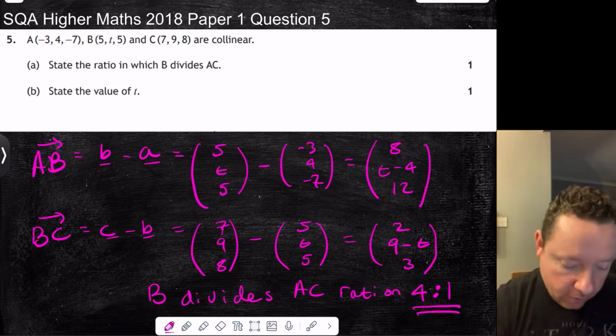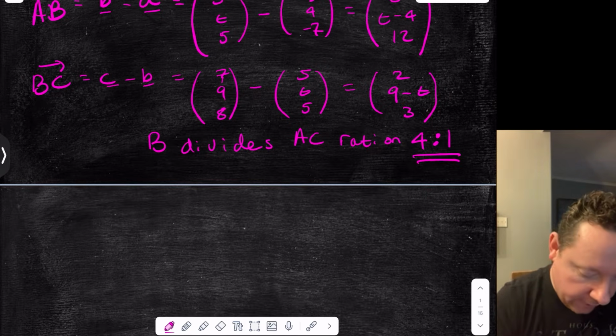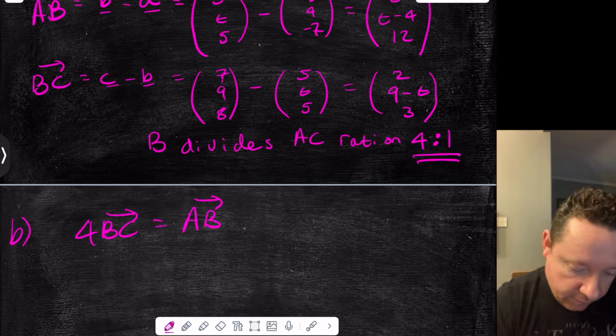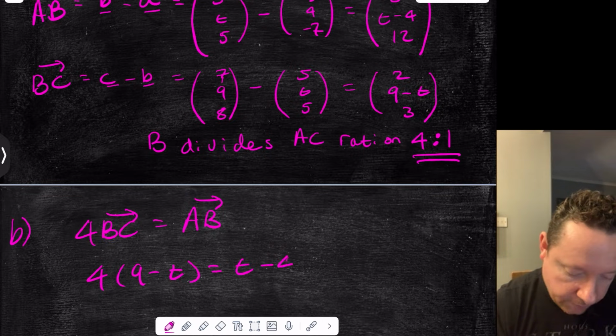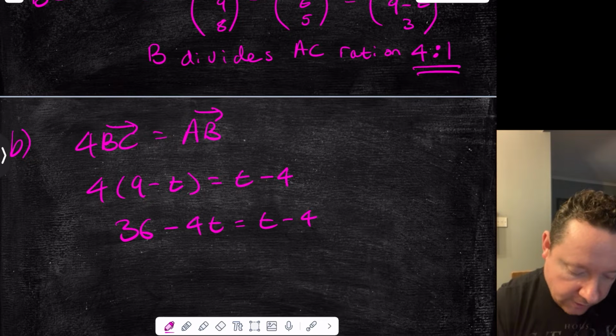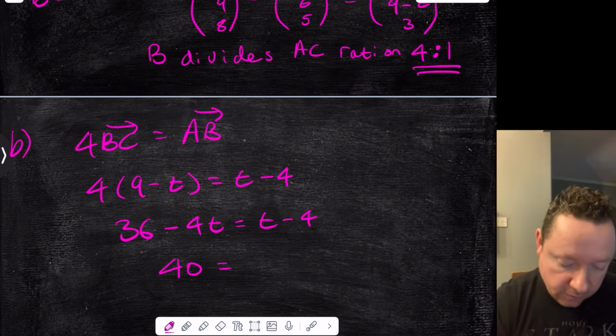Part B, state the value of t. Well, we know that 4 times BC equals AB. So that means that we can say that 4 lots of 9 minus t is equal to t minus 4. 4 nines is 36, minus 4t is t minus 4. 36 plus 4, that gives you 40 on this side, equals 4t plus t is 5t. So t must equal 8.